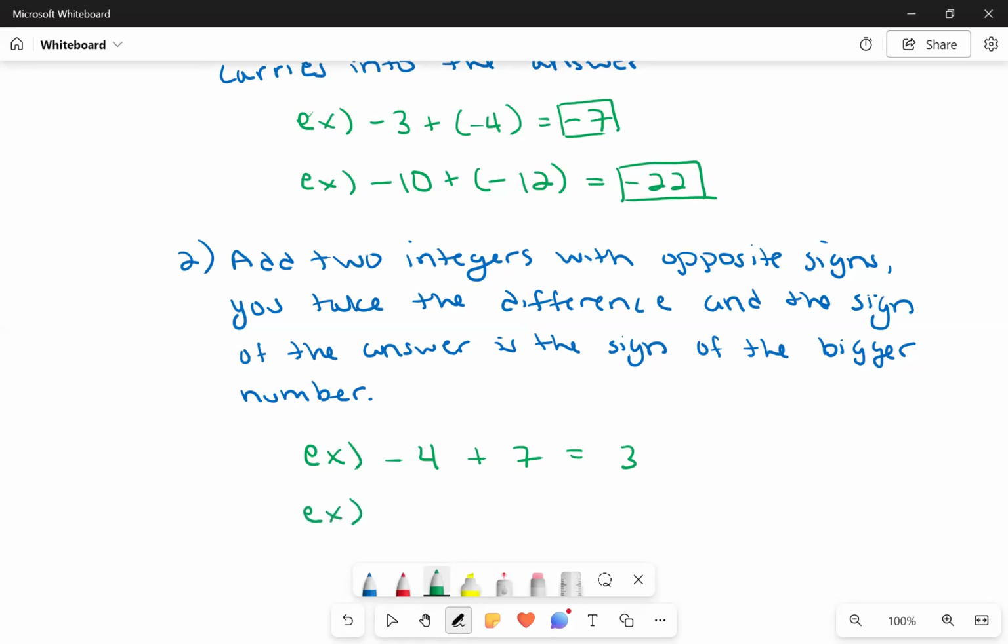Let's say we do 6 plus negative 11. 6 is positive, 11 is negative. So we are going to subtract them. So 11 minus 6 is 5. And because the bigger number in this case, the 11, is negative, the answer is negative. And that is how you approach adding integers.